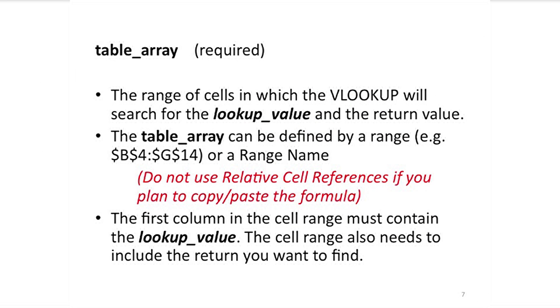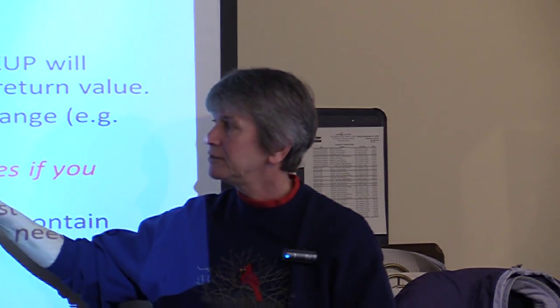When you're defining the table array, you can either type out a range in your formula, or you can give it a name range and use the name range. But you notice when I typed this into my PowerPoint, I used absolute cell references. It's just a very good best practice to do. You can use relative cell references.